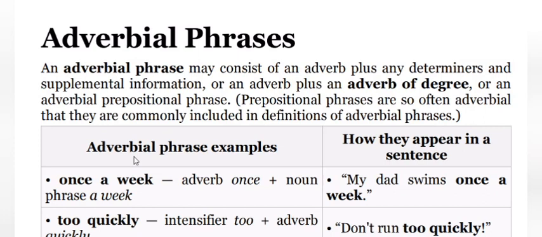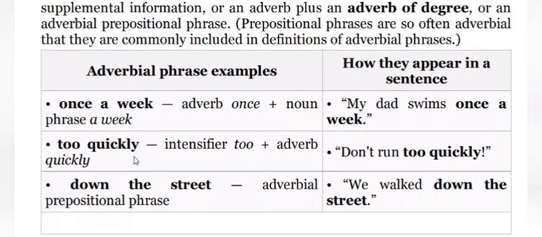Adverbial phrase examples: once a week. Adverb once plus noun phrase a week. Now how they appear in a sentence. My dad swims once a week. Now, too quickly. Intensifier too plus adverb quickly. Don't run too quickly. Down the street.